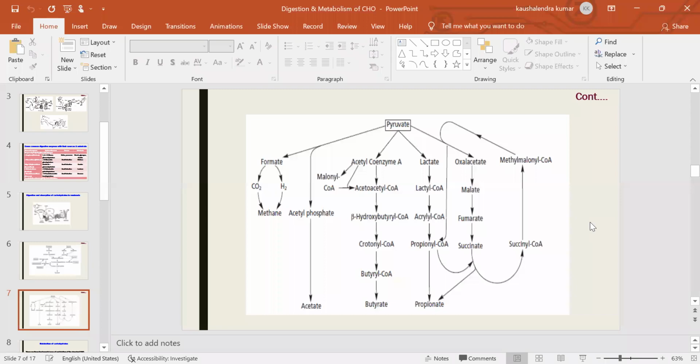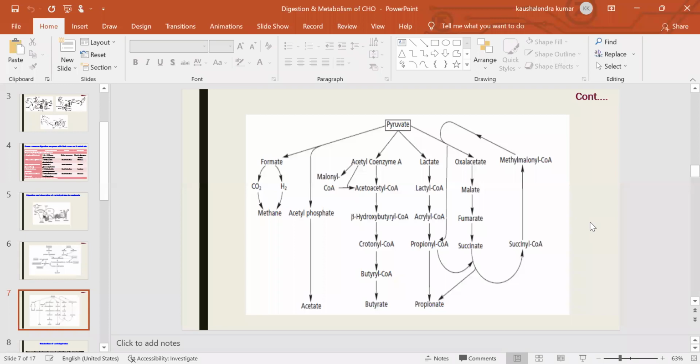So the composition of rumen gas is 40% carbon dioxide, 30 to 40% methane, 5% hydrogen, and a very small proportion of oxygen and nitrogen. So you know that rumen microbes are strictly anaerobic, but some amount of oxygen and nitrogen comes from the environment during the feeding process. So these are also present in the rumen. Some facultative microbes are also present in the rumen. They consume the oxygen coming from the atmosphere.